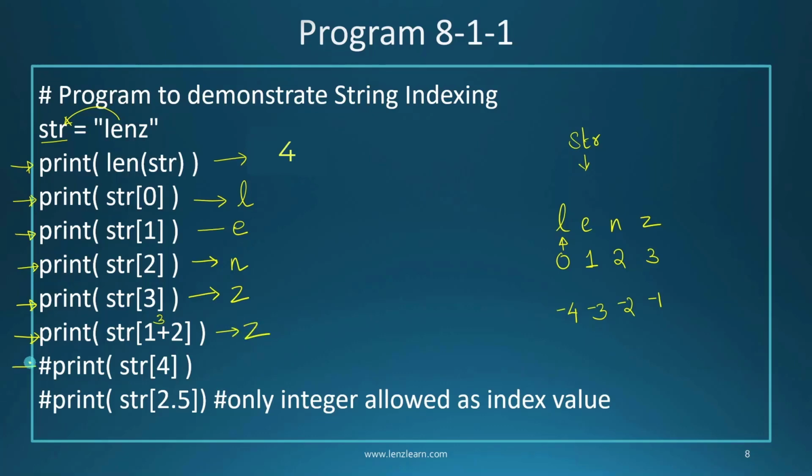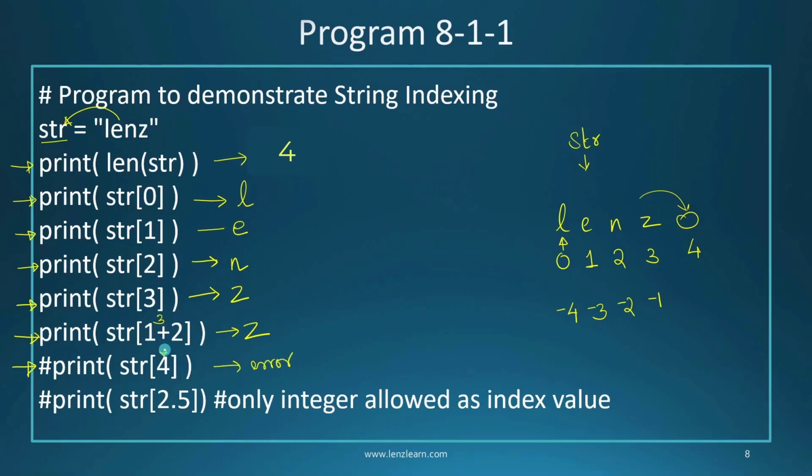Now the next print statement will give an error. You are trying to print the character available at index 4. You can see this string doesn't have an index 4, right? So you are trying to print something which is not available. In this case, you will get an error.